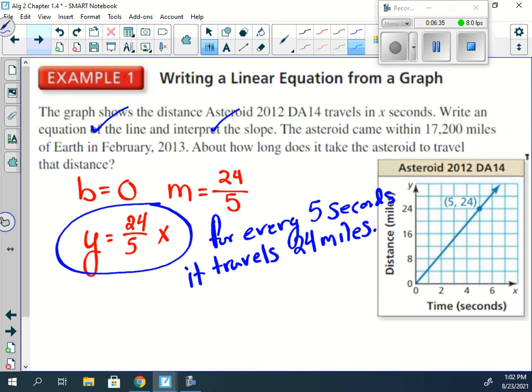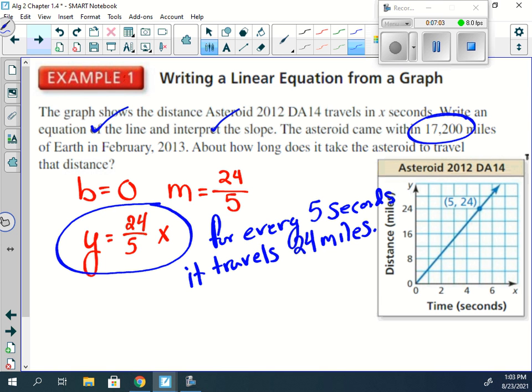So we found the equation of the line, and then we interpreted the slope. So we're almost done. We do have one more part to this here. Because after that, it says the asteroid came within 17,200 miles of Earth in February 2013. About how long does it take the asteroid to travel that distance?